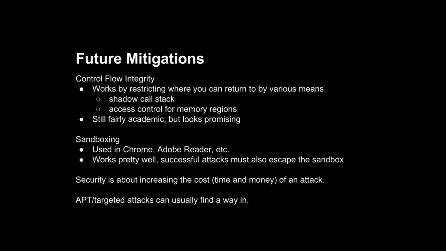I don't know if it was originally started by Microsoft Research, but Microsoft Research is doing a lot of this. I believe it was started by them. There's something called control flow integrity, which basically works by restricting your control flow, which is just the order in which instructions are executed. They do this by various means. Like they'll have a shadow call stack. In addition to the regular stack, they'll have a second one somewhere that keeps track of the functions. It's basically like making a copy of all your return addresses, and then when it's time to return, you can compare and say, well, yep, still looks good.